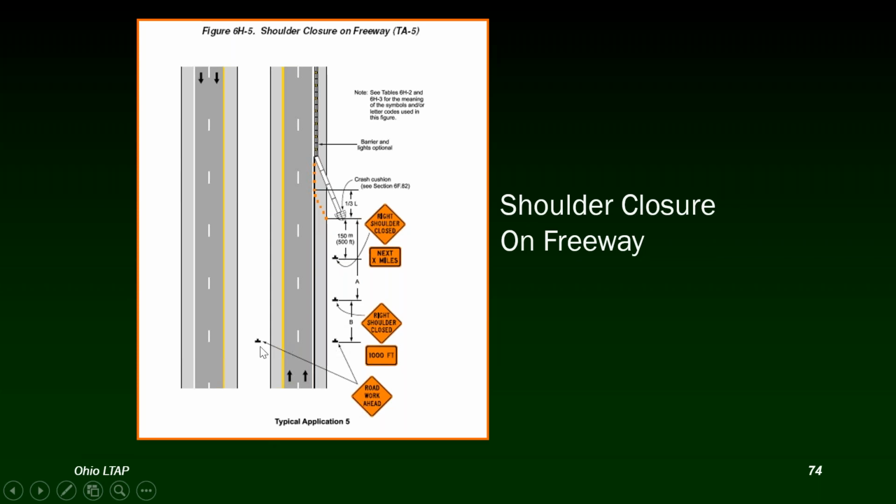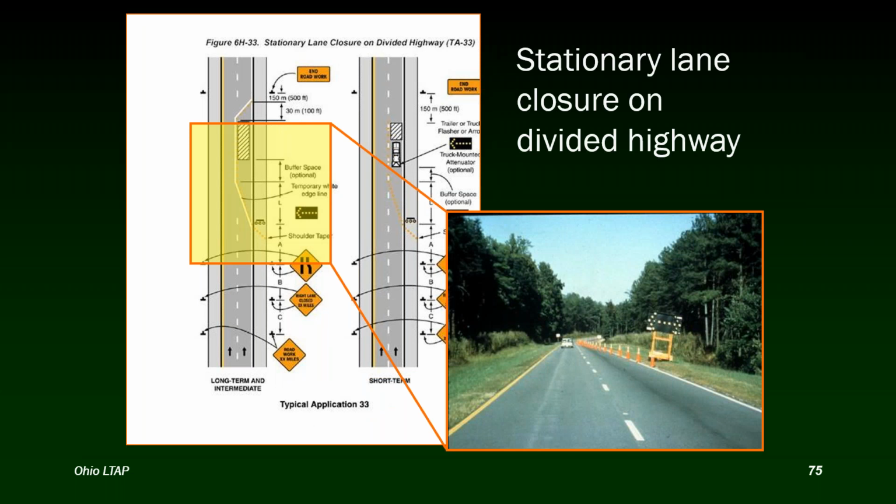And again, we have our signs on both sides of the road that say road work ahead, right shoulder closed ahead. And of course, if we're not using this wall here, we would have our arrow panel on caution mode because we're not closing a lane. And of course, at ODOT, we always have our attenuators.